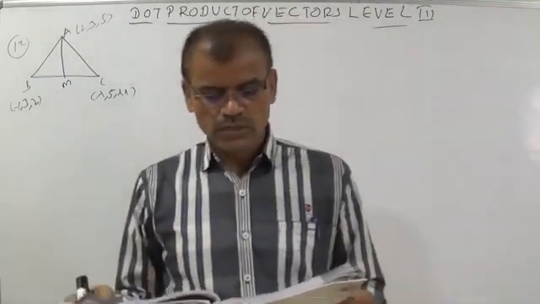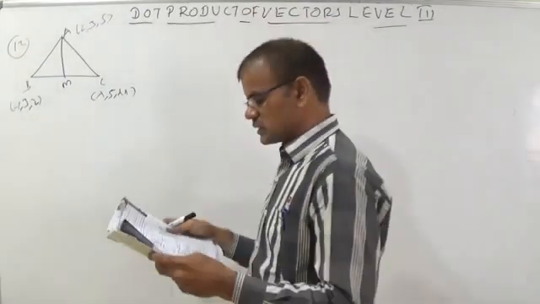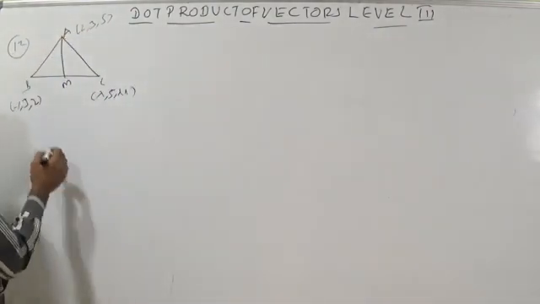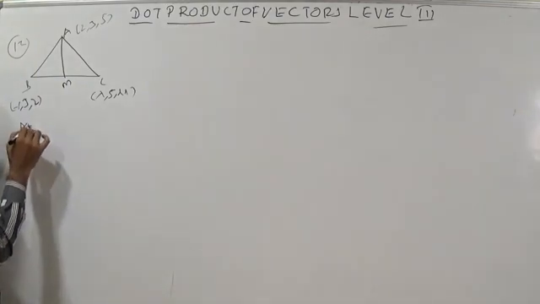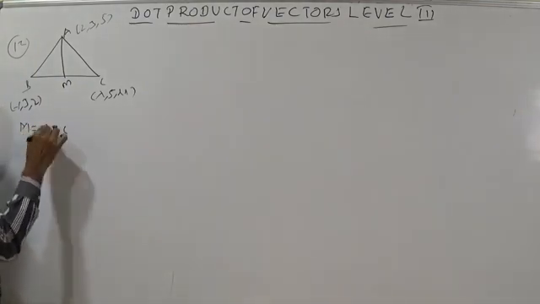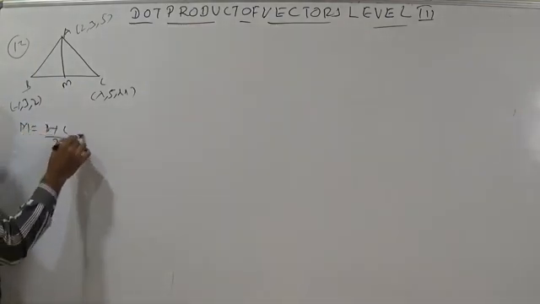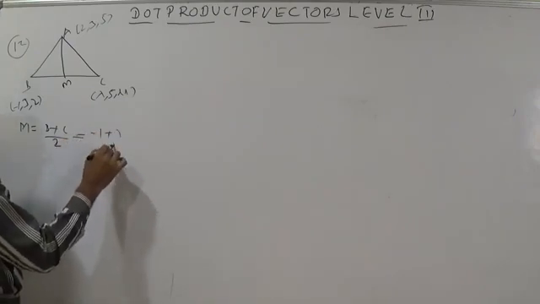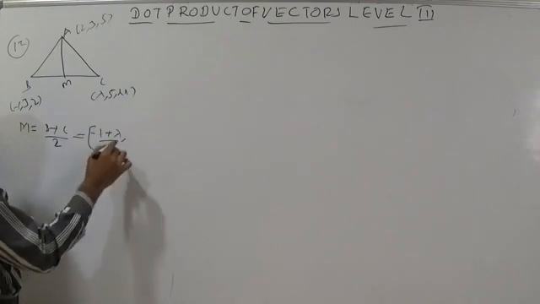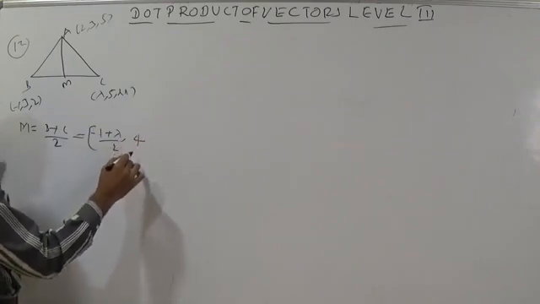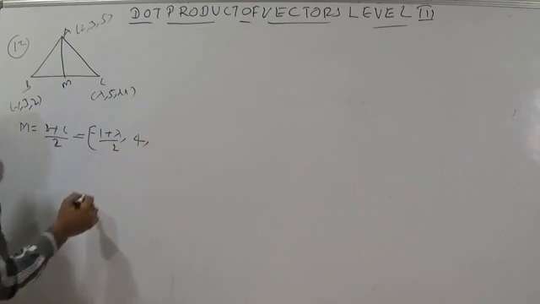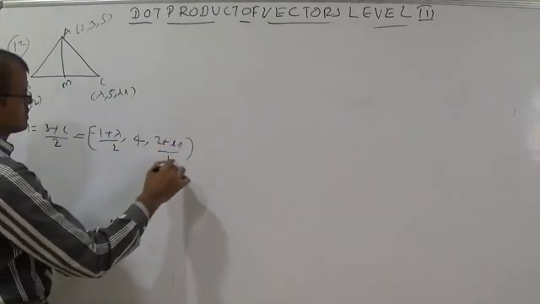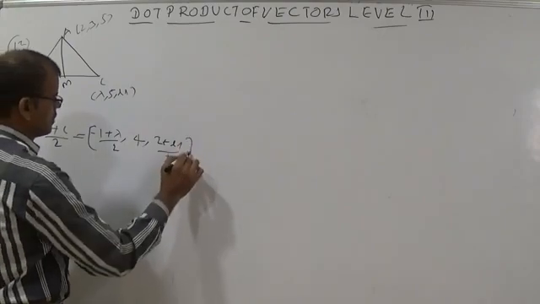If the median AM is equally inclined to coordinate axis, it's okay. First of all, we should understand that M is the midpoint of B and C. So M you can write as (B plus C) by 2. So this is (-1 plus lambda) by 2, (3 plus 5) by 2 which is 8 by 2, 4, and (2 plus mu) by 2. This is the midpoint M.